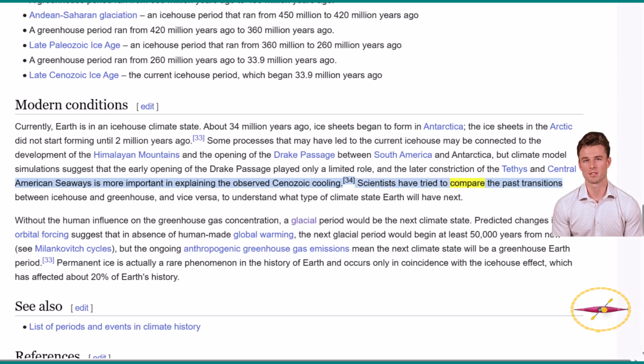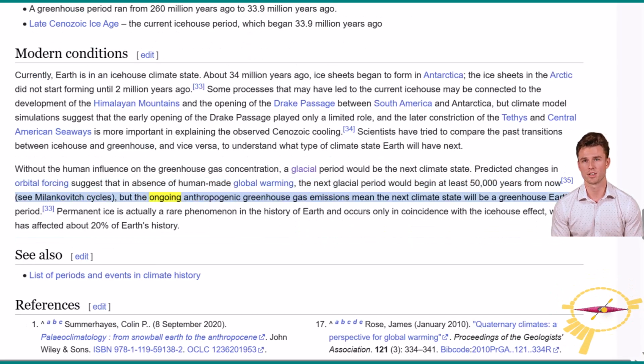Scientists have tried to compare the past transitions between icehouse and greenhouse, and vice versa, to understand what type of climate state Earth will have next. Without the human influence on the greenhouse gas concentration, a glacial period would be the next climate state. Predicted changes in orbital forcing suggest that in absence of human-made global warming, the next glacial period would begin at least 50,000 years from now. But the ongoing anthropogenic greenhouse gas emissions mean the next climate state will be a greenhouse Earth period.